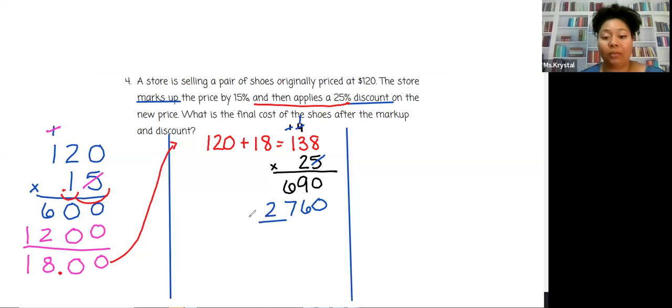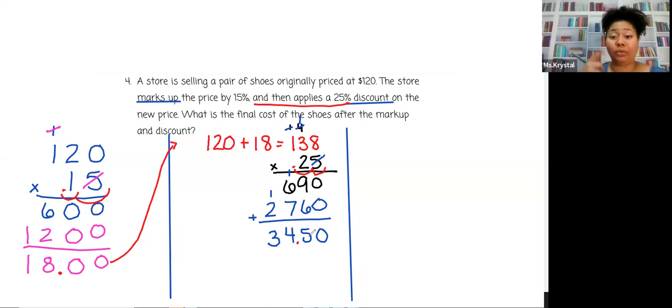Now it is time to add. Remember, we're going to go from left to right. 0, 15, regroup my 1. 7 plus 7 is 14. Regroup my 1, 3. So you should have 3, 4, 5, 0. Okay? But what are we forgetting? The decimal. Don't forget about that decimal. We got to put that decimal back. So it was there. We moved it twice up here, which means we move it twice down here. So it's really $34.50. But remember, this is a discount, which means are we adding or are we subtracting?